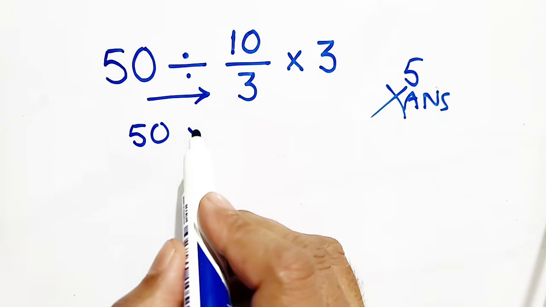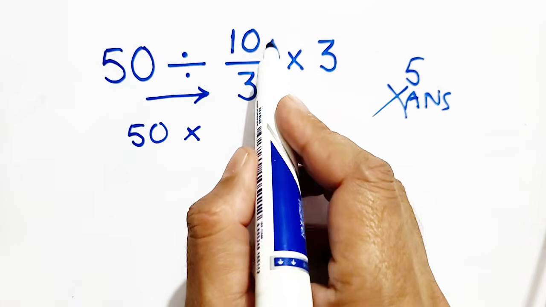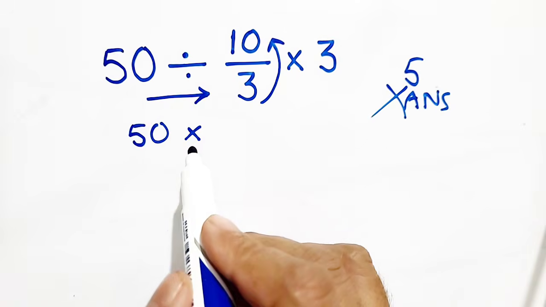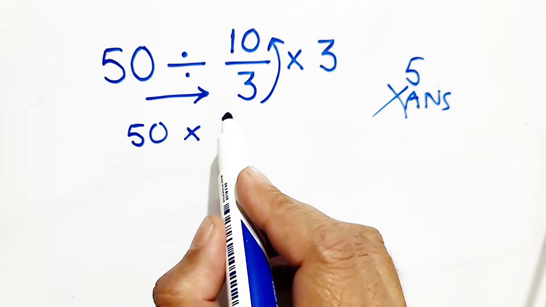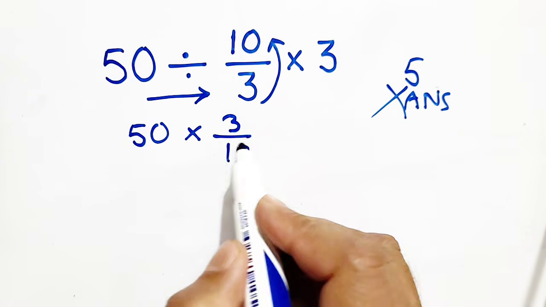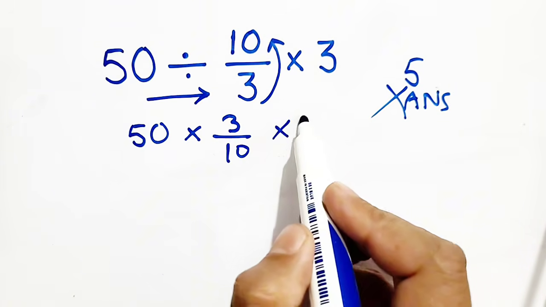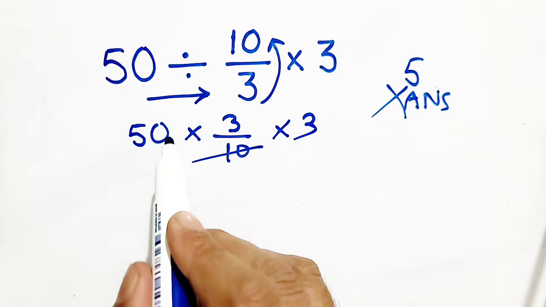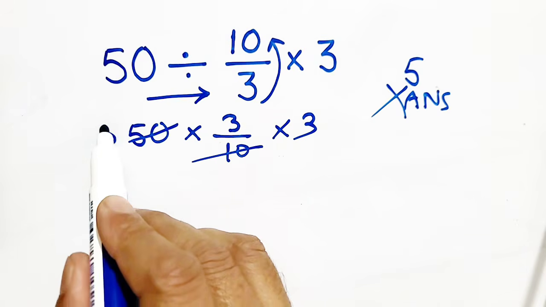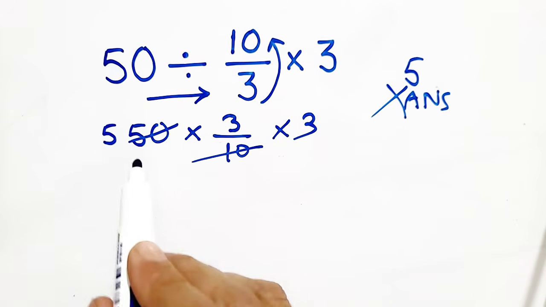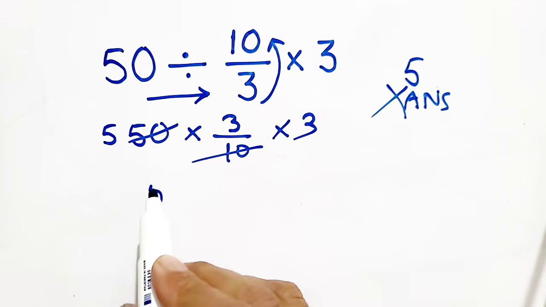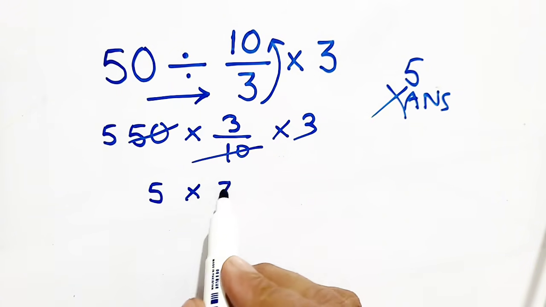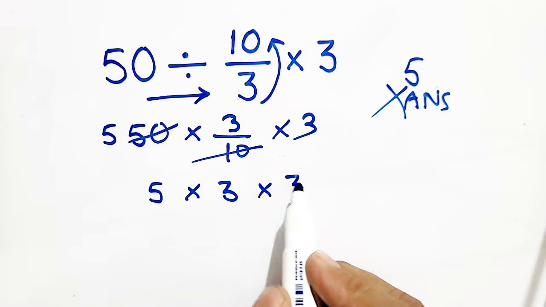Divide can be converted into multiplication, and after changing this division into multiplication, we have to flip the next term to it. So it will be 3 over 10 now, multiplied by 3. Here is a little bit of cancellation. We will get 5 here, because 10 and 50 can be cancelled. So we have 5 times 3 times 3.